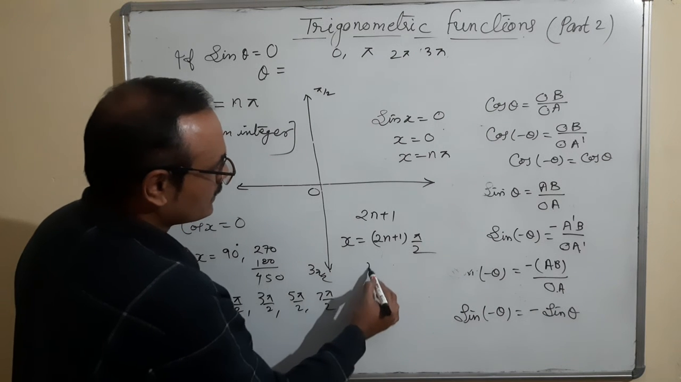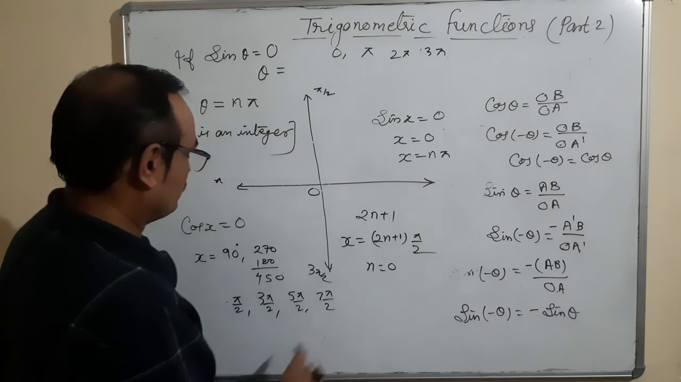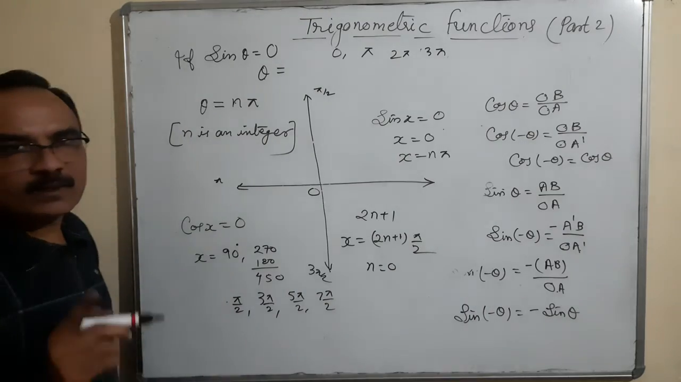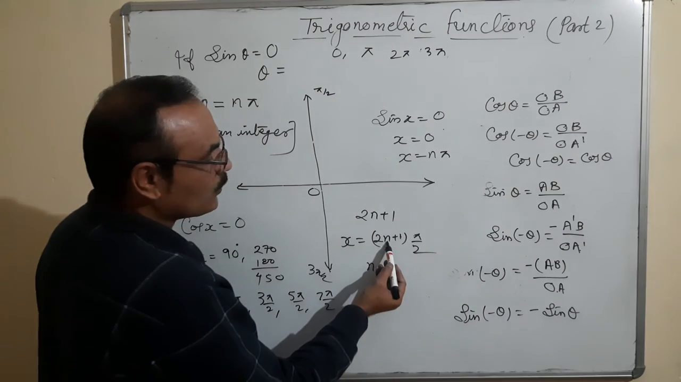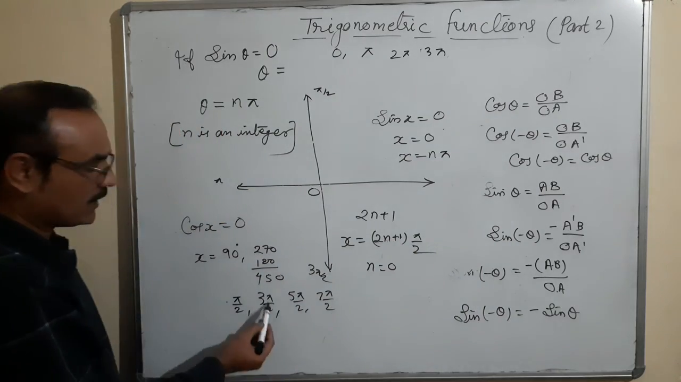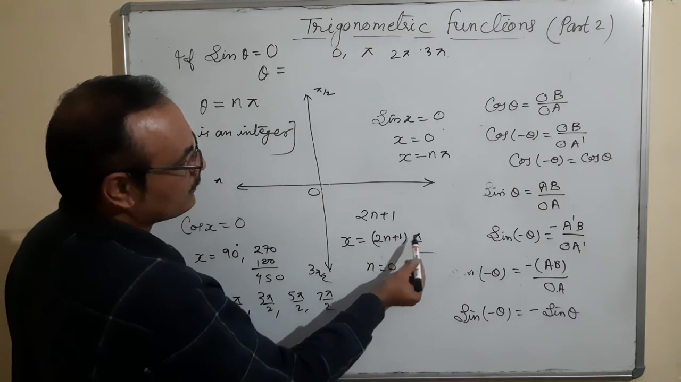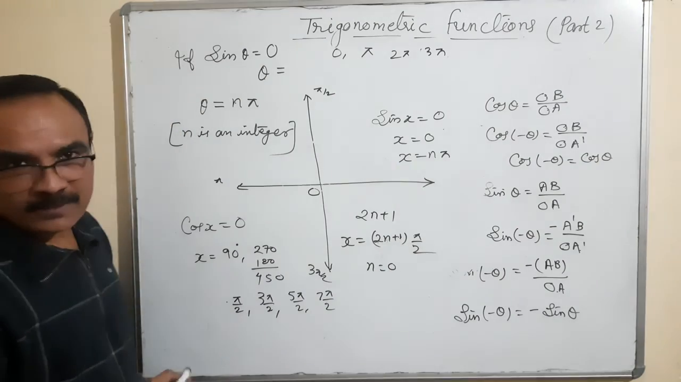You can check it now. Suppose first I put n is equal to 0. What is the value? It is pi by 2. Now I'll put n is equal to 1. 2 times 1 is 2 plus 1, 3, so 3 pi by 2. Second, integer n is equal to 2. 2 times 2 is 4 plus 1, 5 pi by 2.